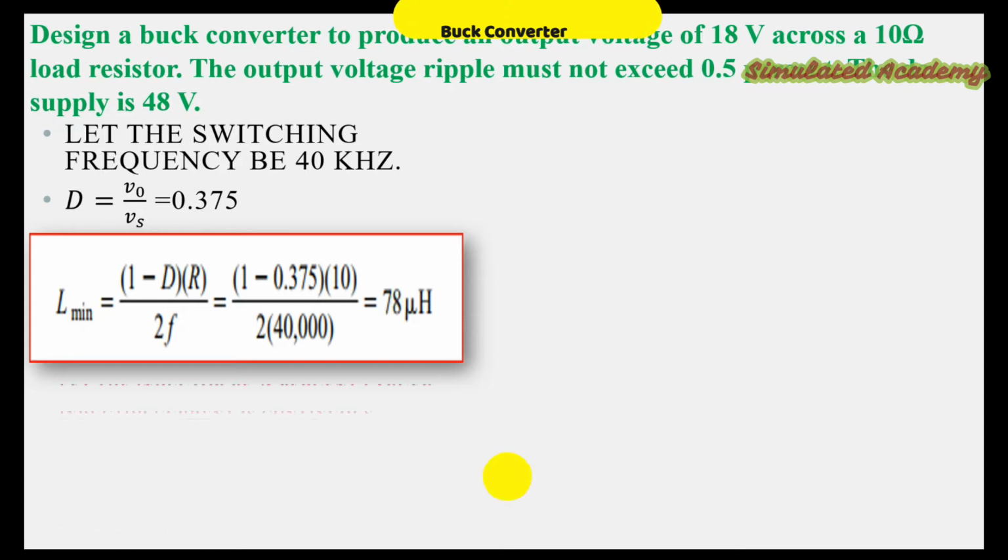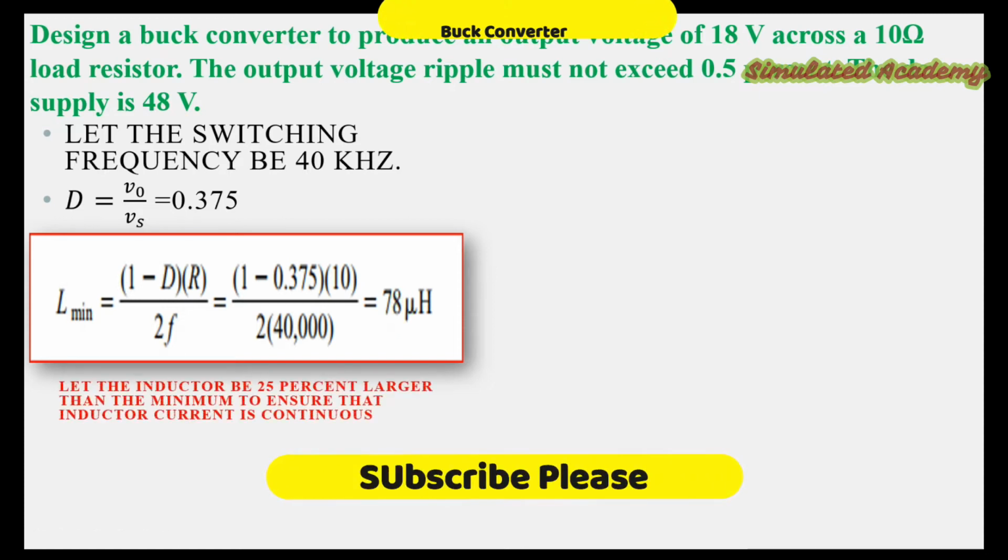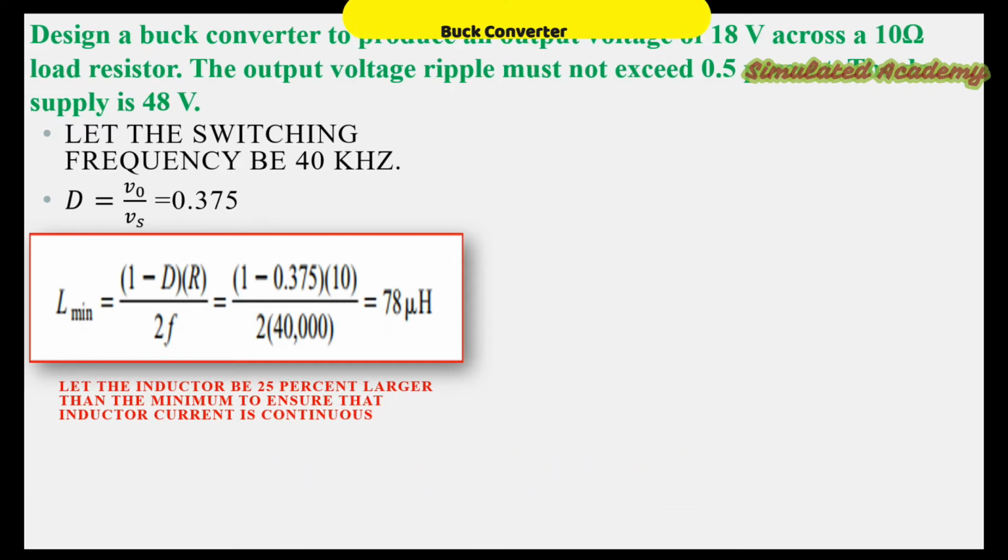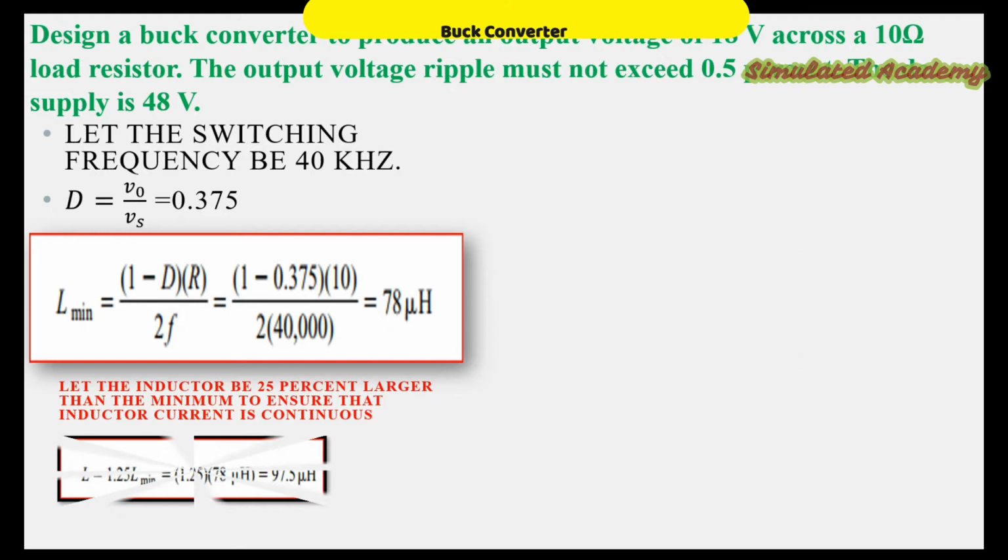But to ensure that my buck converter is operating in continuous conduction mode, the inductor value must be larger than the minimum value by 20%. So the final value for the inductor is 1.25 times L minimum, so the inductor value is 97.5 microhenry.